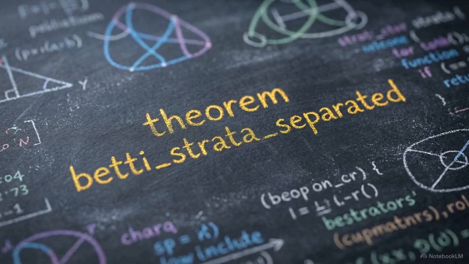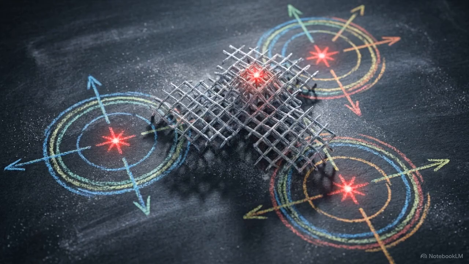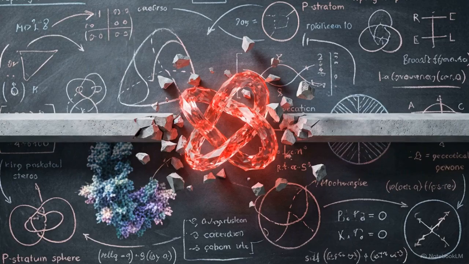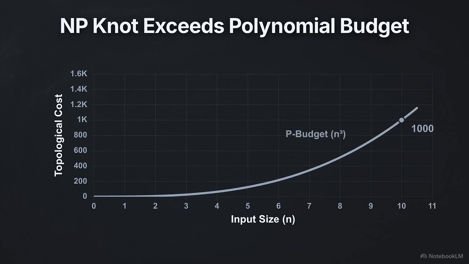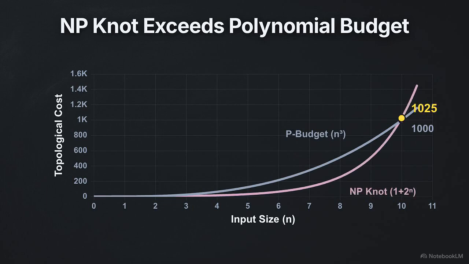The Lean code formalizes this conflict in the Betti lattice separation theorem. To prove that the NP rope length escapes the P-stratum, the code uses explicit witnesses. It calculates exact values where the exponential knot physically breaches the polynomial boundary. For a polynomial degree of 3 and input size of 10, the maximum P-stratum budget is 1000, but the NP rope length is 1 plus 2 to the 10th power, 1025. This contradiction proves the tightest NP knot exceeds the polynomial space.